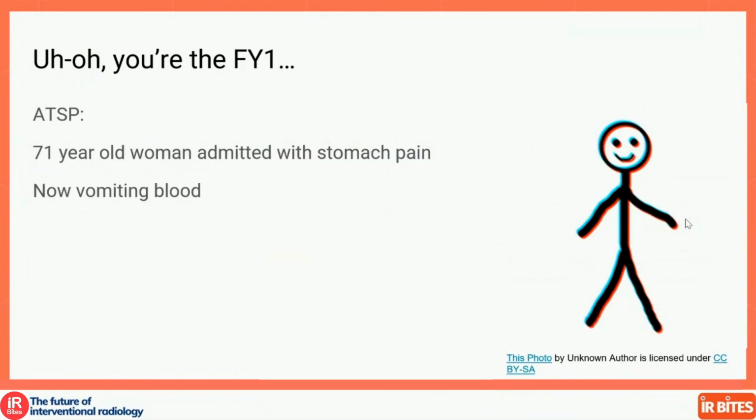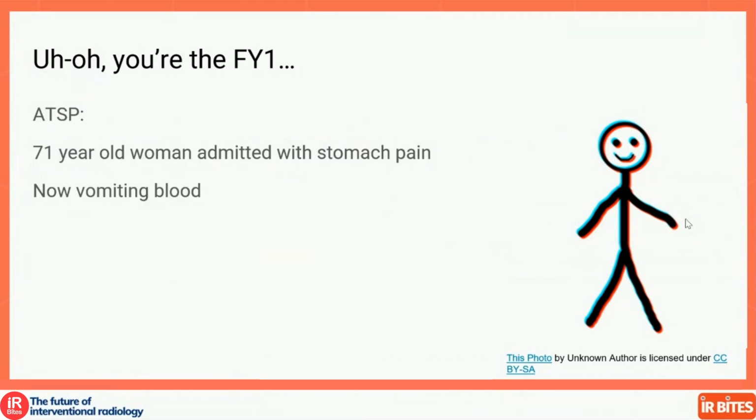So, you're the FY1, okay? And you're on for medicine, surgery, you're in the ED, you're on a care of the elderly ward, you're just about anywhere in the hospital, okay? And this situation can come up, okay? So you get called and asked to see a patient. The nurse on the phone tells you that they've got a 71-year-old woman who's been admitted with stomach pain, and she's just vomited what looks like blood, all right?